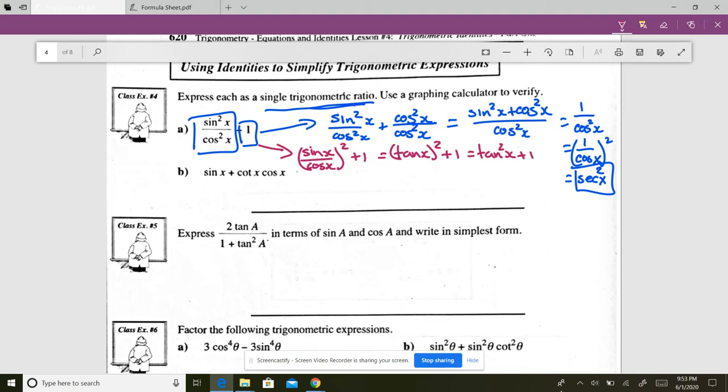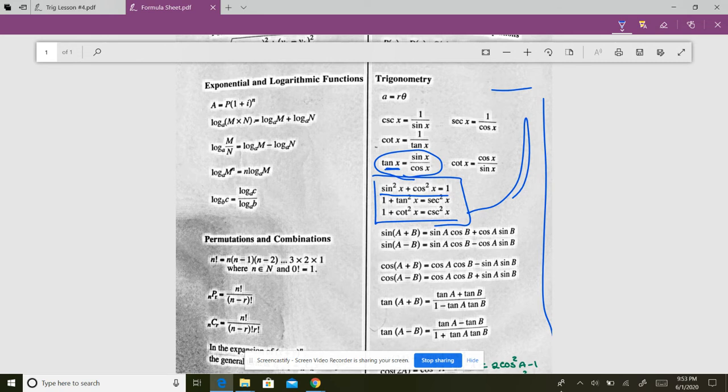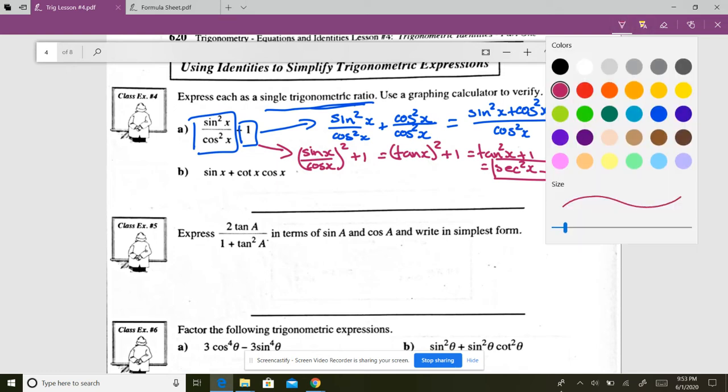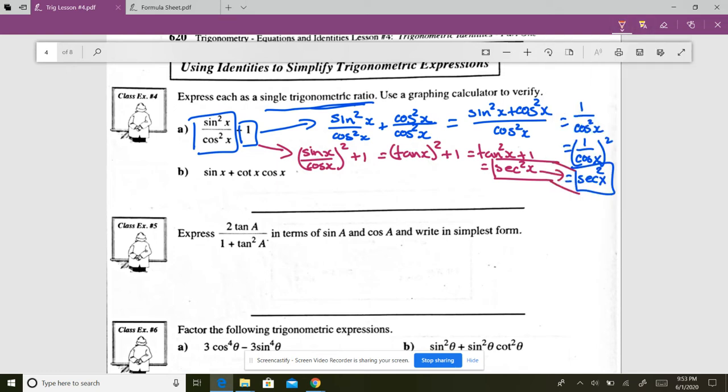We have a trig function squared, and a plus 1. So we go to our formula sheet. Oh, 1 plus tan squared x is secant squared. So this becomes secant squared of x. Same thing. It doesn't matter how you do it. It's totally up to you. All right, next one.